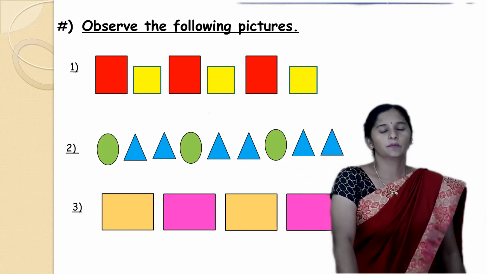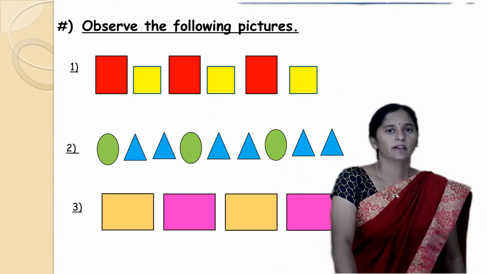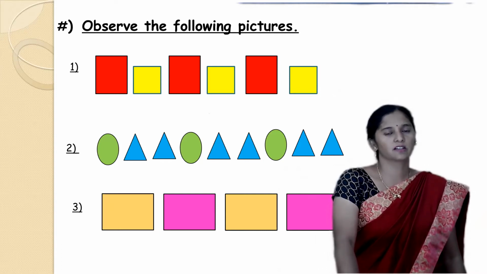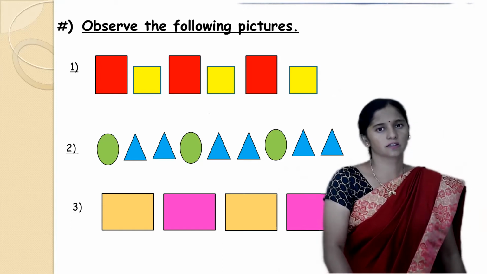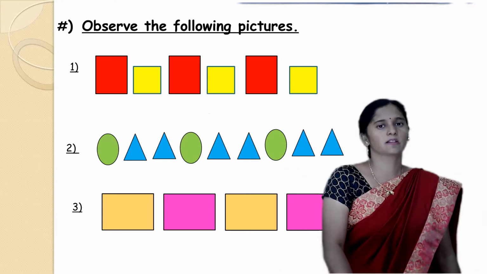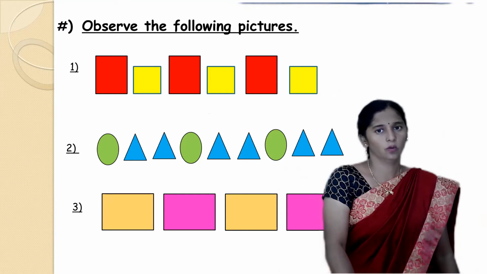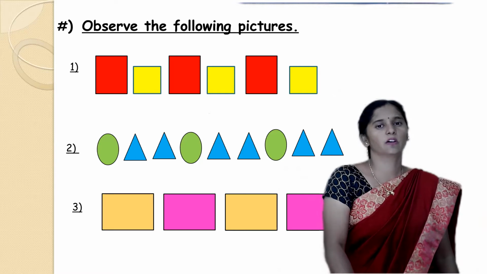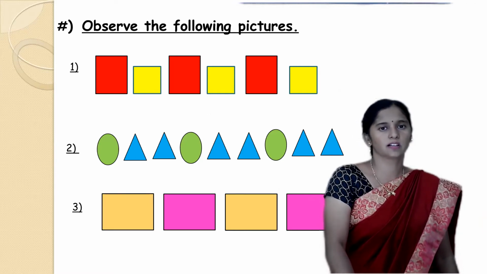Here, some shapes we have used to form the pattern. Number one, rectangle and square. Both are flat shapes I have used here. The first is red and the second square is yellow in color. So this is the first group, we can say. The same group I have repeated in the next: red, yellow, red, yellow, red, yellow, and red, yellow. So this is the formation of the pattern by using the shapes, or we can also say the colors.